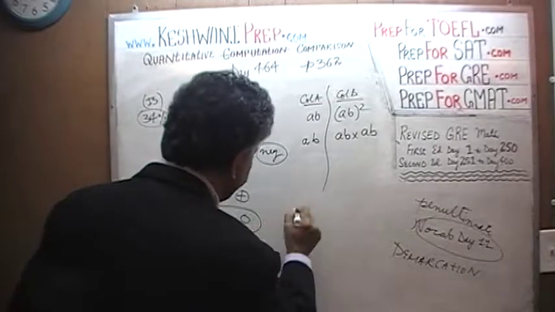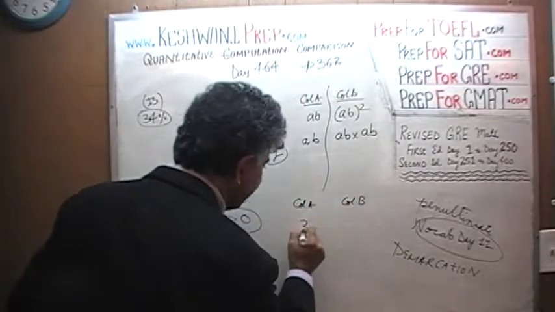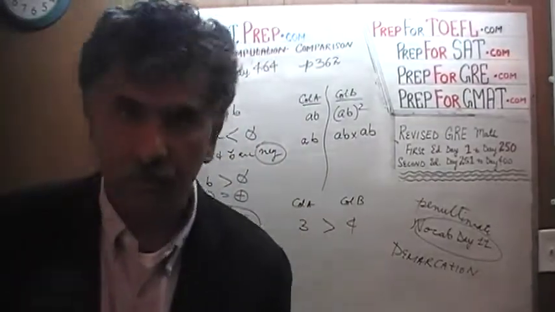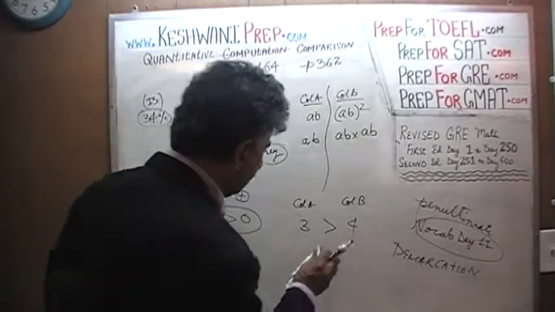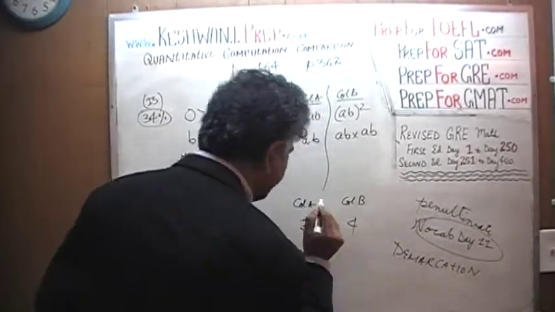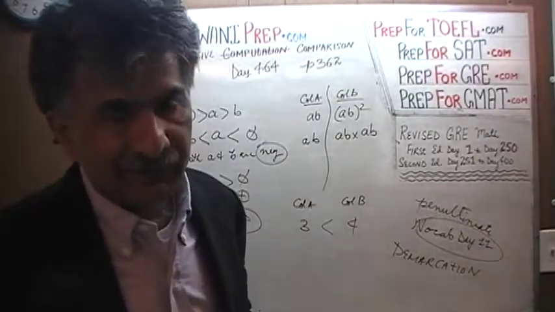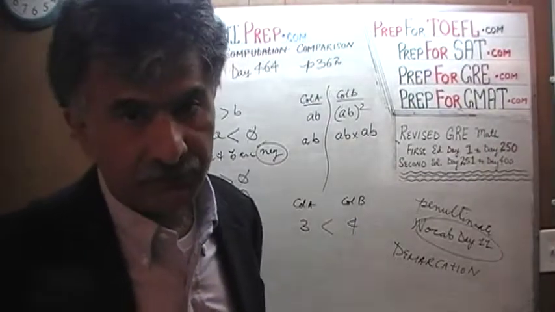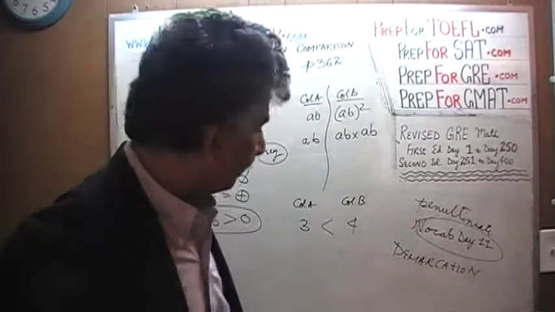Two columns, column A, column B. Would you agree that 3 is more than 4? Of course you would agree. Why wouldn't you agree? You're not insane. 3 is, oh, what the hell? Perhaps it is I who is insane. 3 is less than 4. Would you agree to that? Of course you would agree to it. 3 is less than 4. Why wouldn't you? Right? You're not insane.